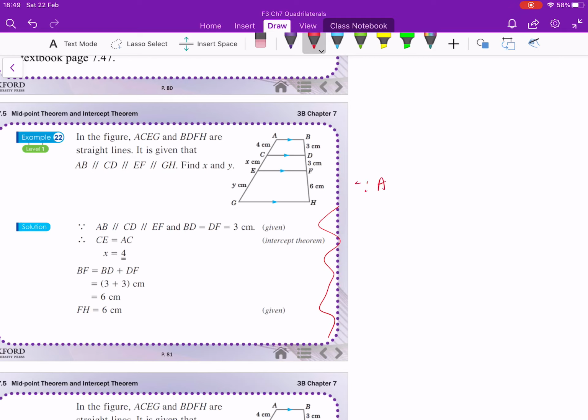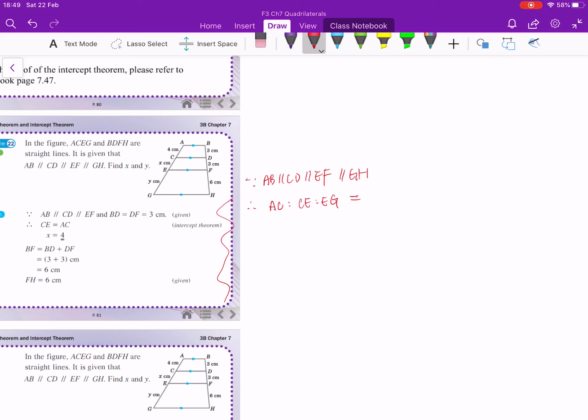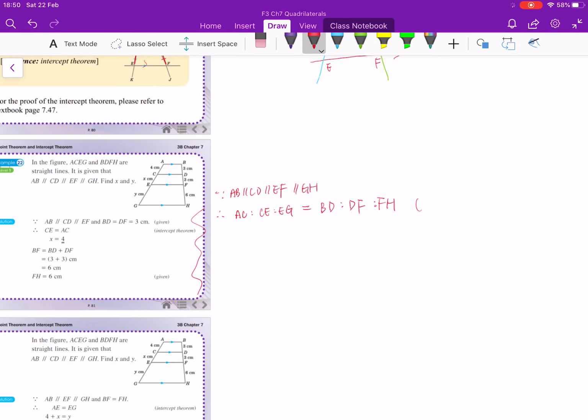Since AB is parallel to CD, parallel to EF, parallel to GH, this time we have 4 parallel lines, so the transversals are cut into 3 parts. 4 lines cut into 3 parts. Therefore, AC to CE to EG equals the ratio in the other transversal, BD to DF to FH. This result comes from the Intercept theorem.